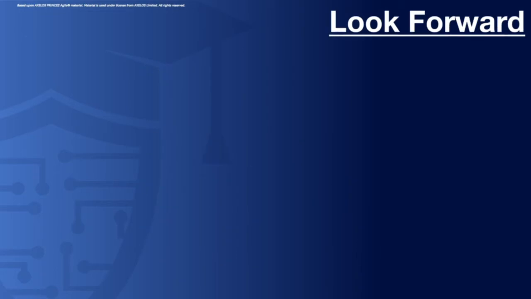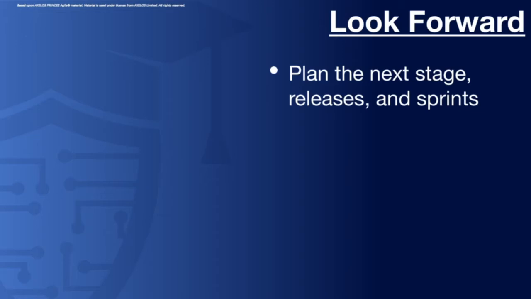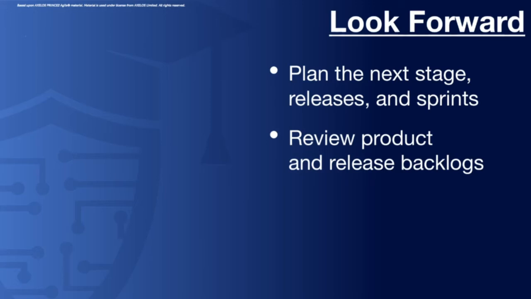Then we're going to look forward and we're going to start planning our next stage. What things are going to be put into the next release or the next sprint? We're going to review our product and our release backlogs. Do we have enough work that's in the ready bucket for us to be able to start moving forward into the next stage or the next release or the next sprint? And we're going to start planning, what is that next release going to look like?